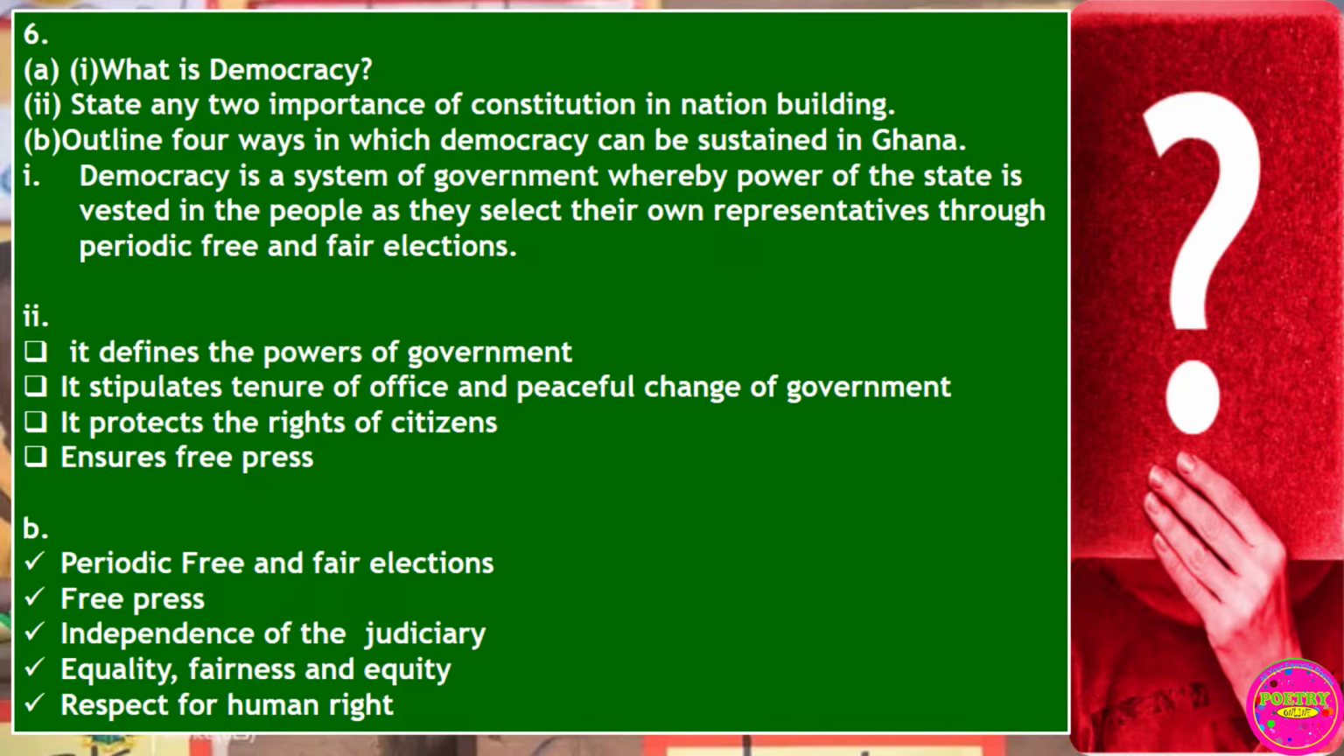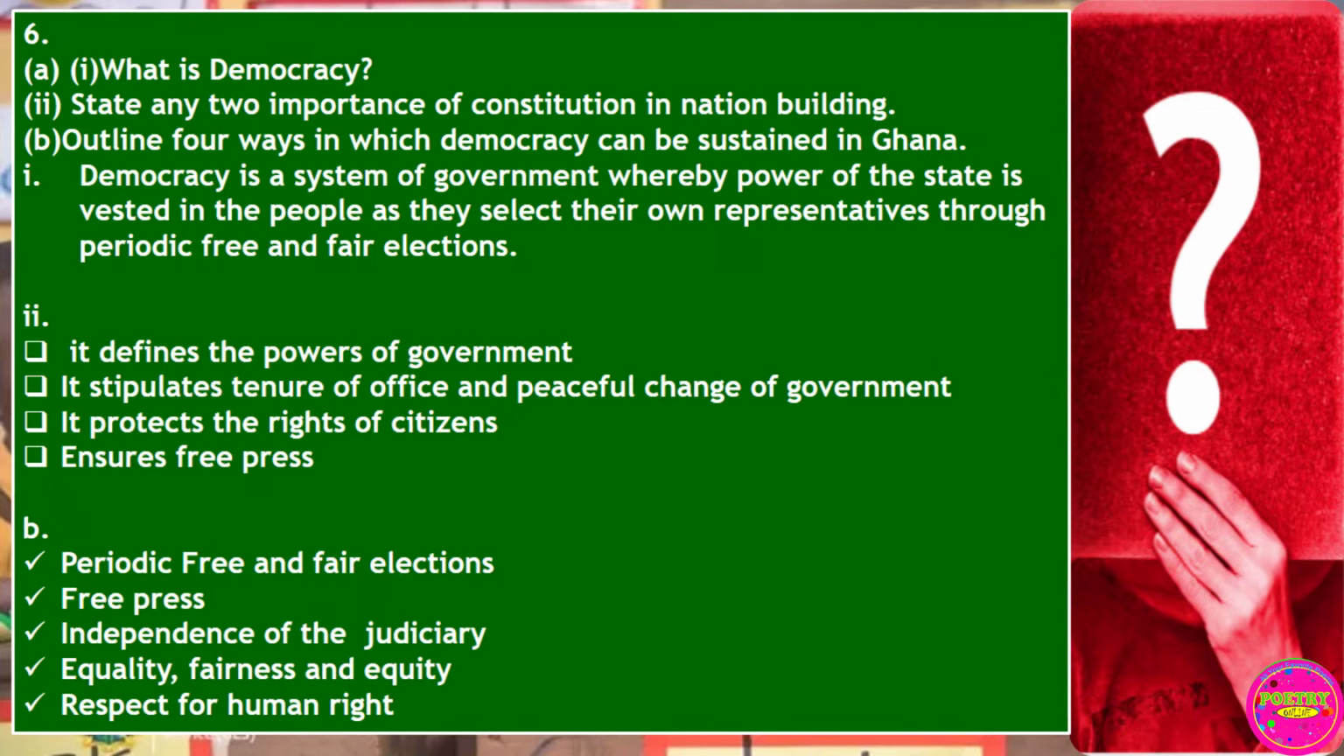Question 6b. Outline 4 ways in which democracy can be sustained in Ghana. Democracy can be sustained in Ghana through the following: periodic free and fair elections, free press, independence of the judiciary, equality, fairness and equity, respect for human rights.